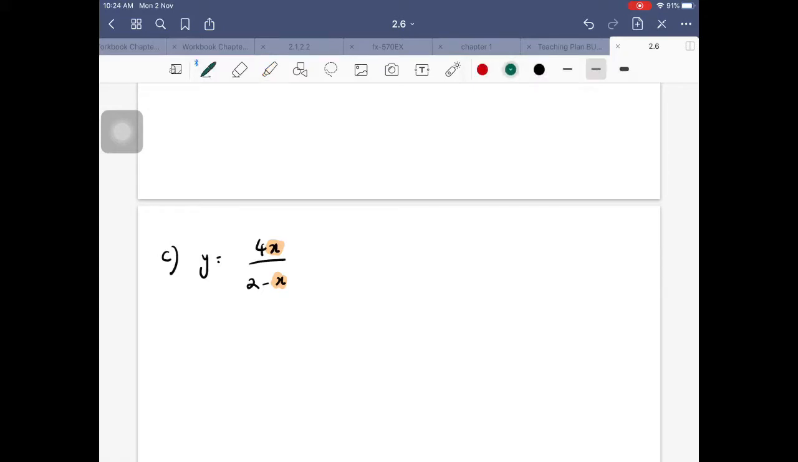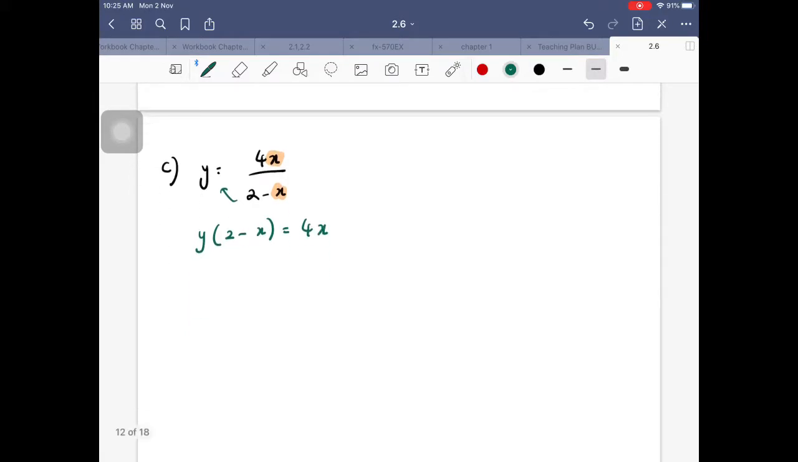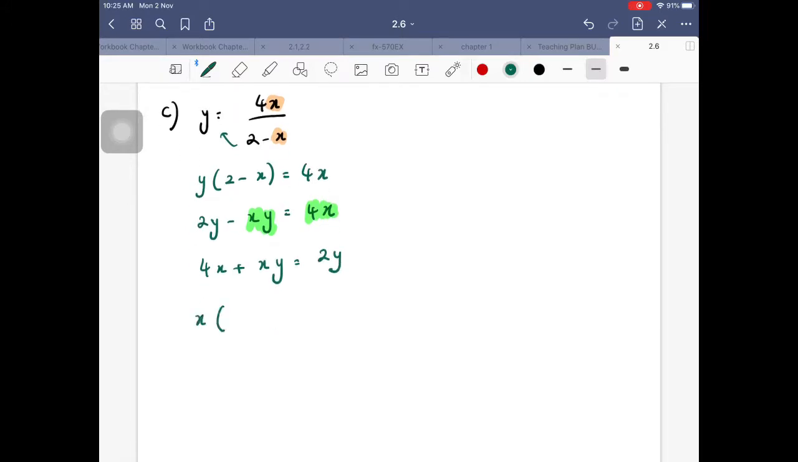So now I'm going to rearrange them. I'm going to bring that up. I'm going to write that y multiplied by 2 minus x equals 4x. And when I expand, I will get 2y minus xy equals 4x. What I'm going to do next is put together whatever terms are related to x and factorize them. Therefore, I'll end up with 4x plus xy equals 2y. And now let's start factorizing. I'll end up with x multiplied by 4 plus y equals 2y. So x is going to equal 2y over 4 plus y.